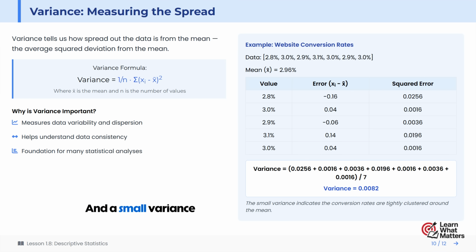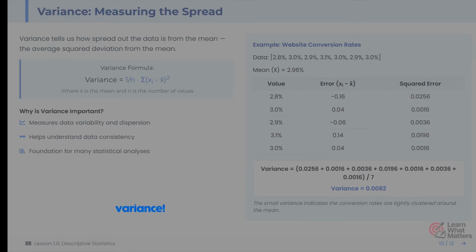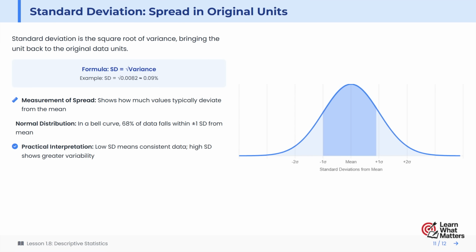And a small variance tells us something super important. All the data points are tightly clustered around the mean. This tells us the conversion rate is really consistent. That's the power of variance. But wait, that last number, variance equals 0.082, what does that even mean? It's not a percentage, it's not anything. It's in squared units, which is just weird.